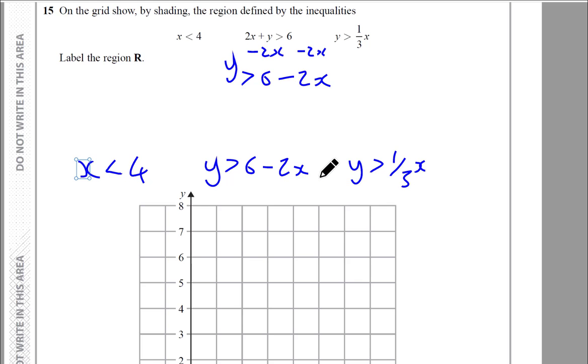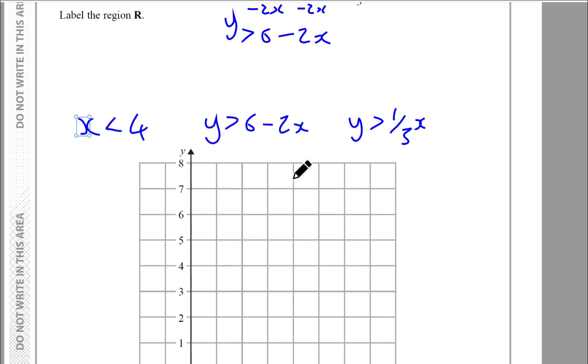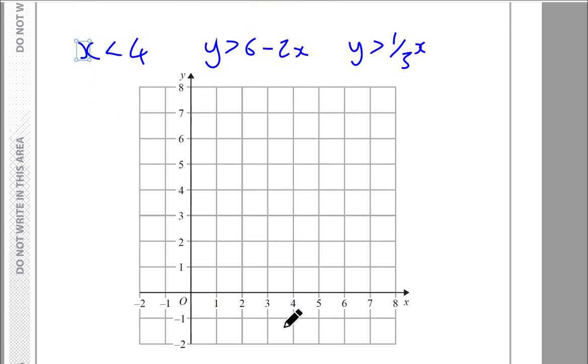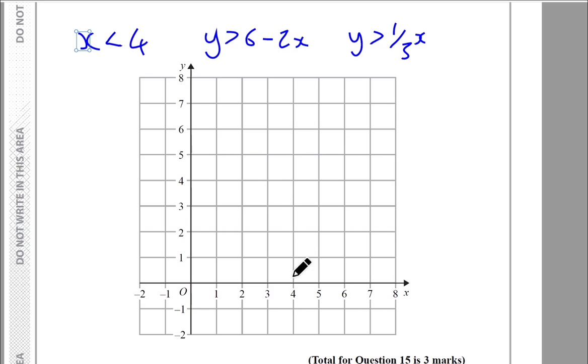So let's start with x is less than 4, so the line here, do that dotted because it's less than. That should probably get you a method mark. Now you just want to plot the next points. So y is greater than a third. So if you just plot the graph of y equals a third x, you can do a table of values or whatever, but I'm just going to substitute it in.